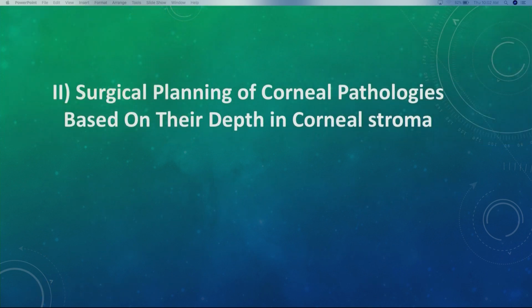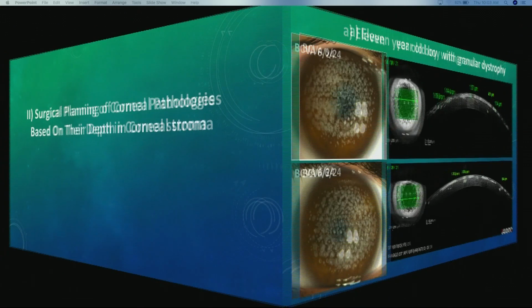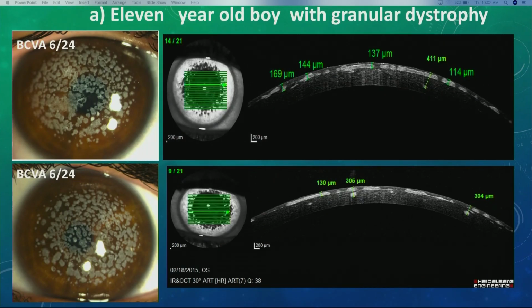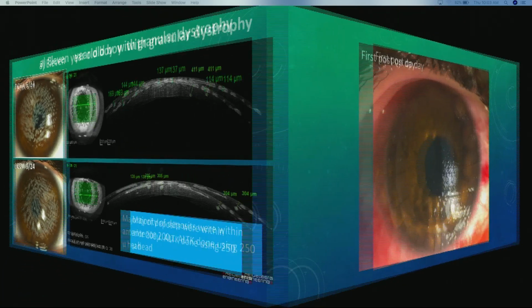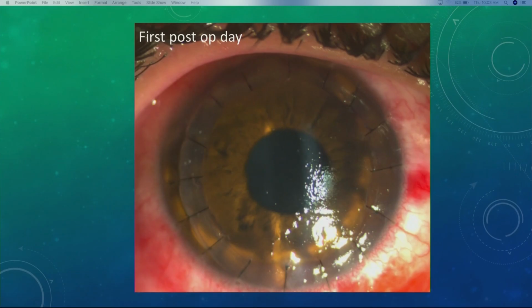The second most important indication of ASOCT is surgical planning of corneal pathologies based on their depth in the corneal stroma. For example, this is an 11-year-old boy with bilateral granular dystrophy, not a difficult diagnosis at all. But once we are planning a lamellar keratoplasty, we see on the OCT that the majority of the deposits were within the anterior 200 microns. So we went ahead and did an ALTK using a 250 micron head. And this is the first post-operative day where practically there are no deposits seen.